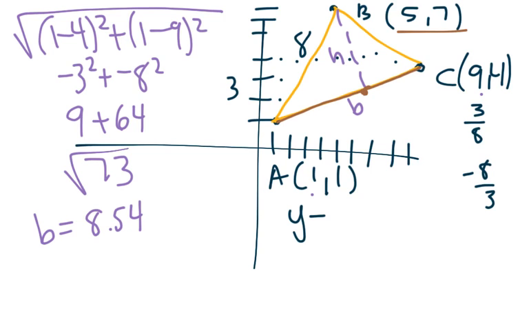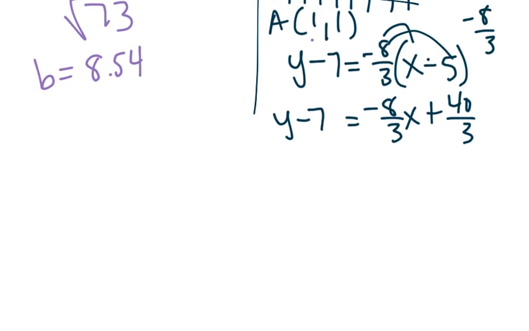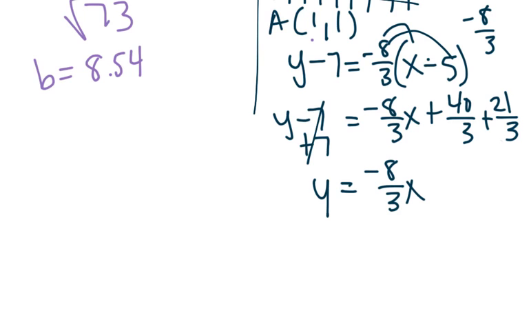So then I go y minus y1, which y1 is 7, equals my slope, negative 8/3, times x minus x1, which is 5. Okay. Then I distribute negative 8/3 times x plus, because negative times negative, 8 times 5 is 40/3 equals y minus 7. Then we would add 7 to both sides. When I add 7, I think of 7 as 21/3, because then that gives me the same denominator. So we get y equals negative 8/3 x plus 61/3, which is about 20 1/3. Okay? So if you wanted to, you could think of that as 20.333.